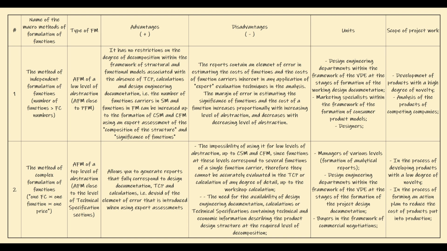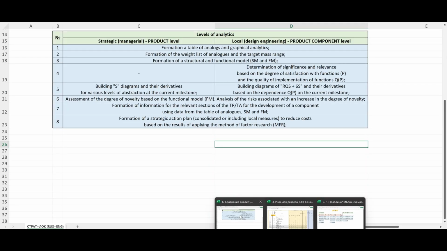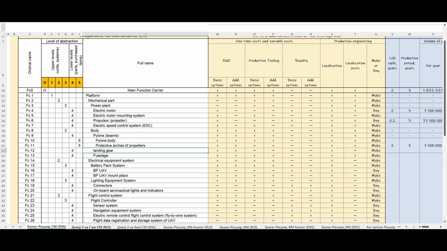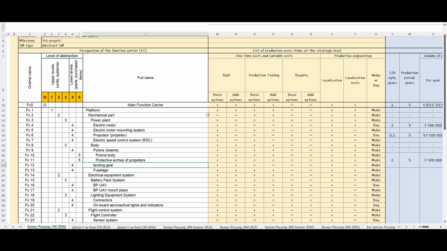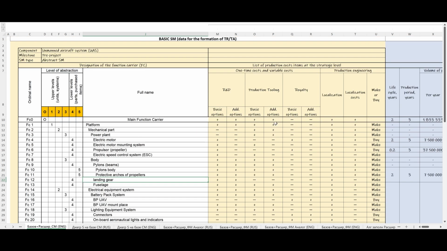larger than the number of function carriers by quantity. Let's consider the stages of filling in the fields of the basic functional model of the unmanned aircraft system. The features of the formulation of functions in this case have already been discussed, and the introduction of formulations in the column of function formulations for the basic functional model has already been discussed by us in issue number 7 of the theoretical course Cost Engineering, so I will not dwell on them, noting only two nuances.